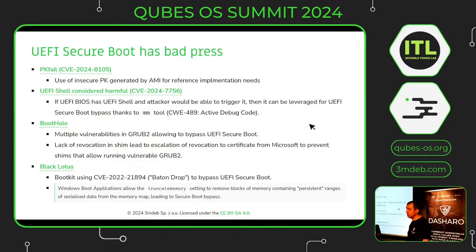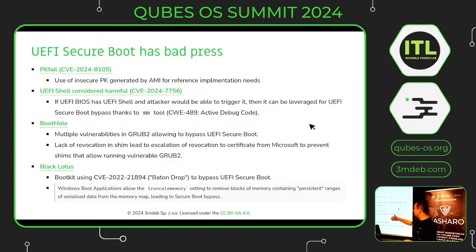Then BootHole. BootHole is not one vulnerability, but a lot of vulnerabilities. But it is not a vulnerability in the UEFI Secure Boot implementation or mechanism. It's a vulnerability in code that is executed in the chain of trust. For example, shim was signed and then shim executed GRUB, but GRUB had multiple vulnerabilities which allowed it to bypass this chain and essentially run untrusted firmware, an unauthenticated operating system, or whatever was in the chain of the booting process.